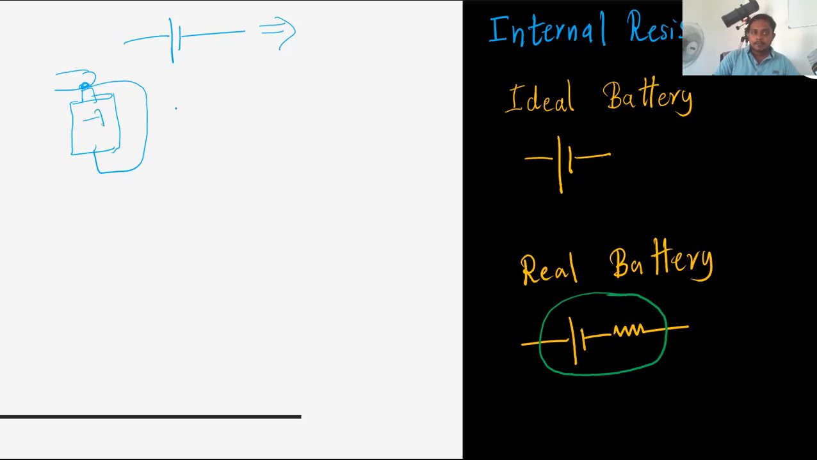The battery has a resistance. It has a resistance. We call it the internal resistance. Okay. Now internal resistance is that.